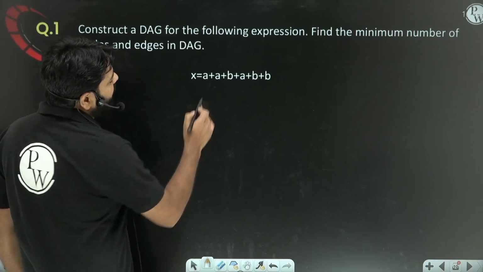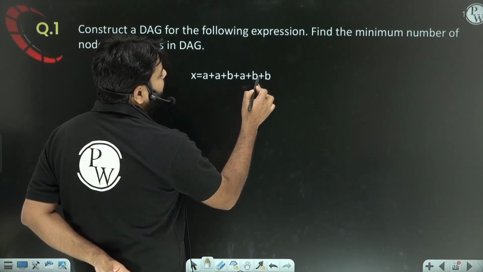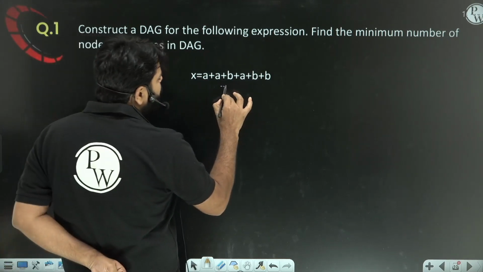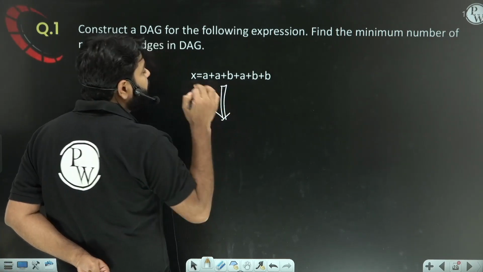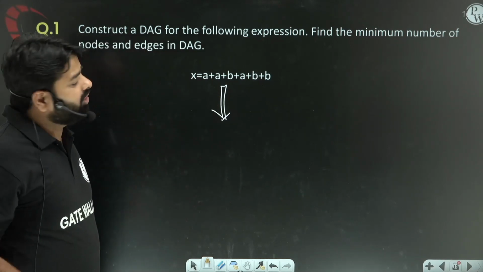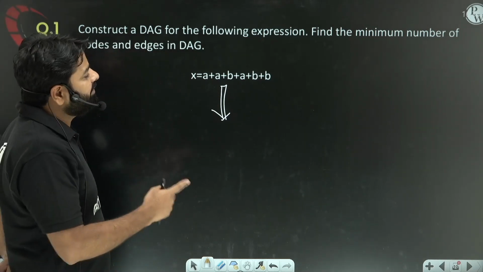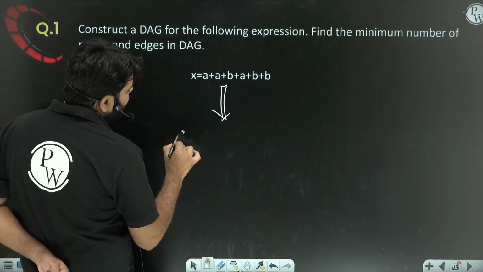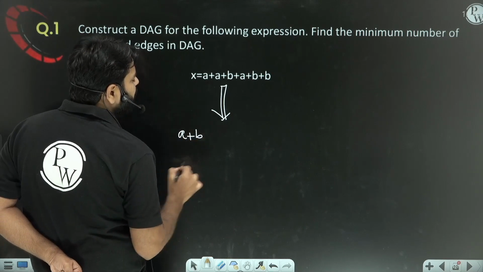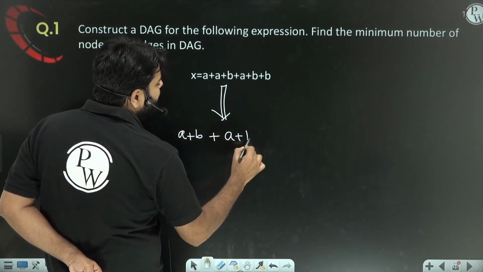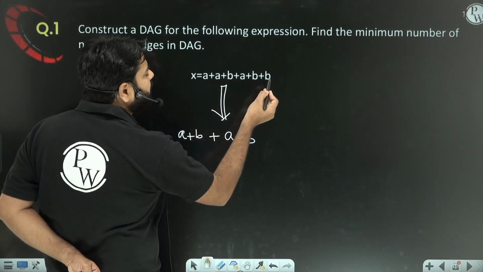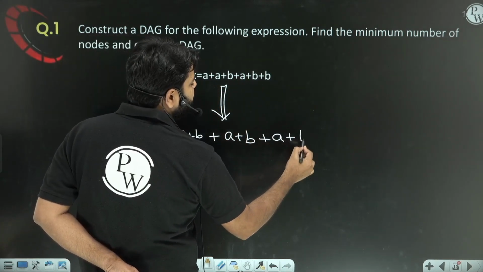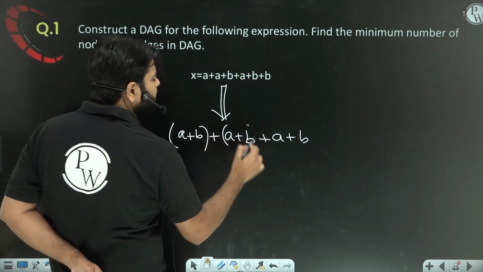See, you have A plus A plus A plus B, A plus B plus B. Some expression we have. Right now, there is no rule that you need to convert in this way only. You just think of the best way that gives you the least number of nodes and edges. So what I am going to do here: A plus B plus A plus B. Now you can move this A to that side, or you can move B to this side. Anyhow, you can convert this into A plus B and make this one.